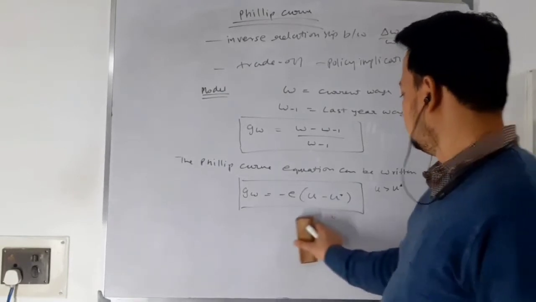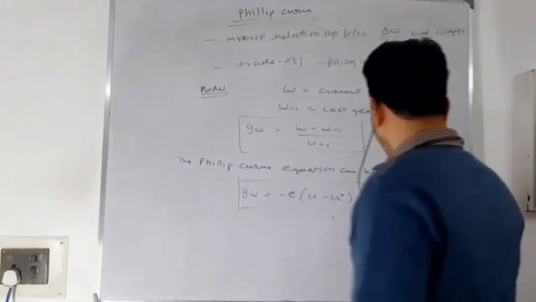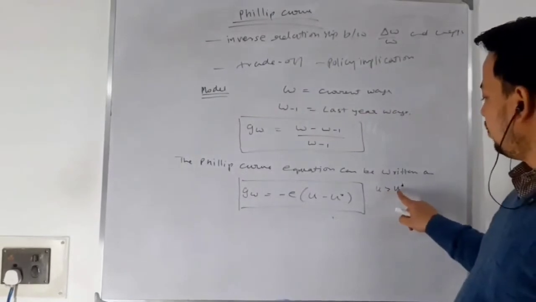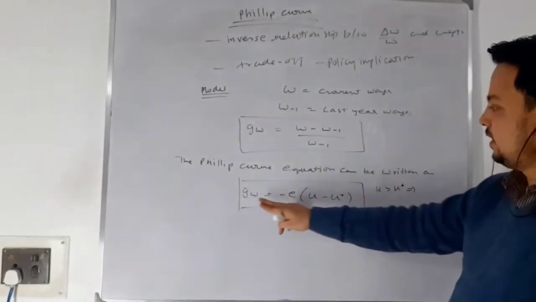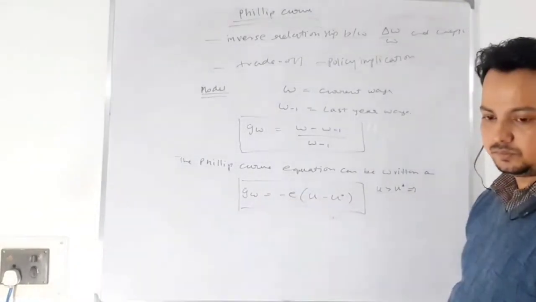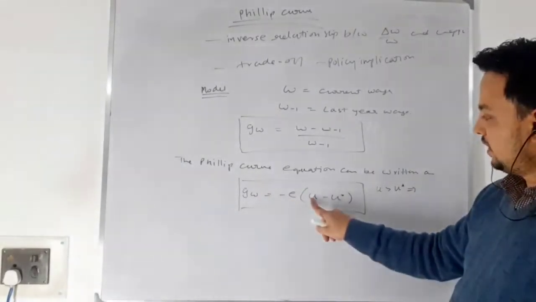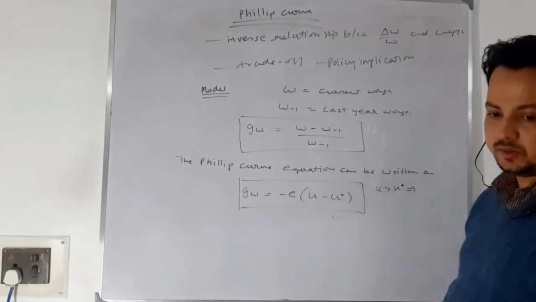After writing this equation, if your actual rate of unemployment is more than your natural rate of unemployment, what will happen? Will wage increase or decrease? If this is greater than this, what will happen to wage?